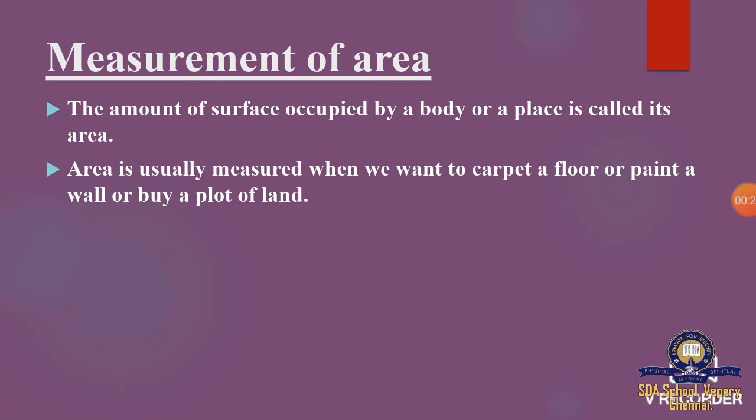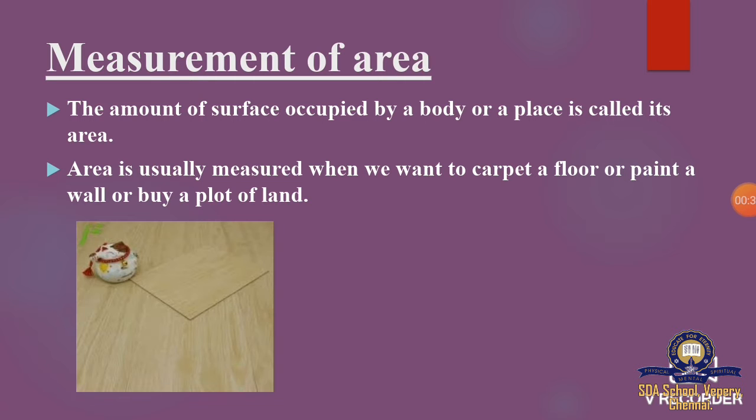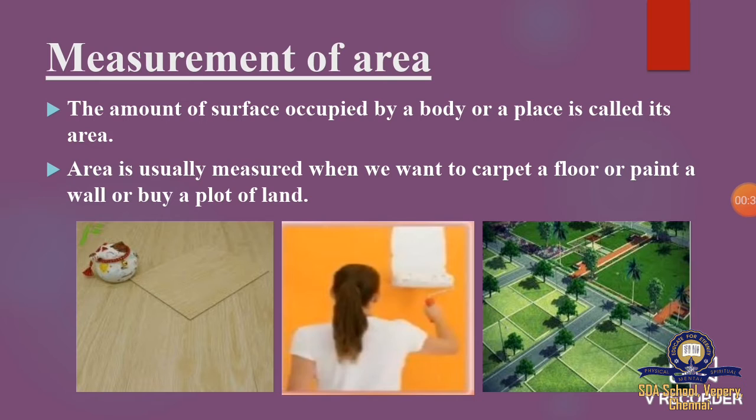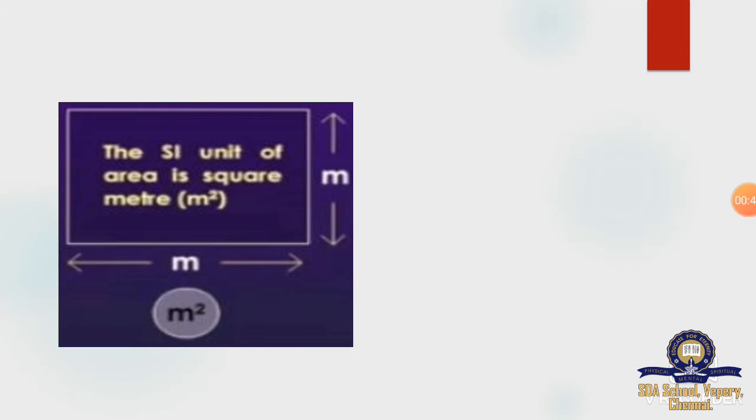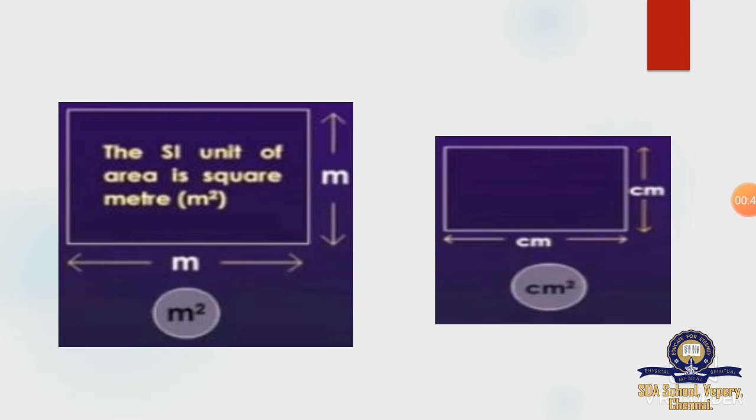Generally, what is meant by area? The amount of surface occupied by a body or a place is called its area. And area is usually measured when we want to carpet a floor, paint a wall or buy a plot of land. Here, the SI unit of area is the square meter, denoted by m². To measure smaller areas, the unit square centimeter can also be used.